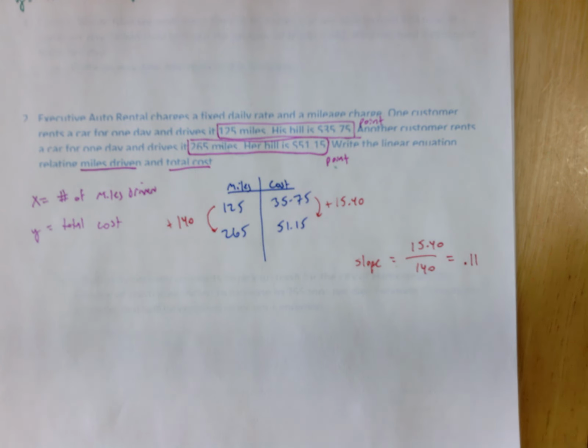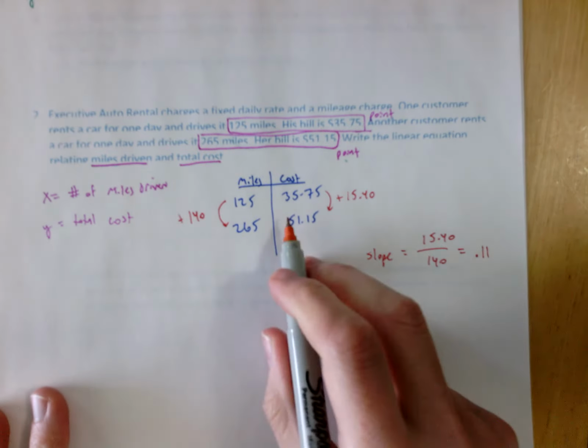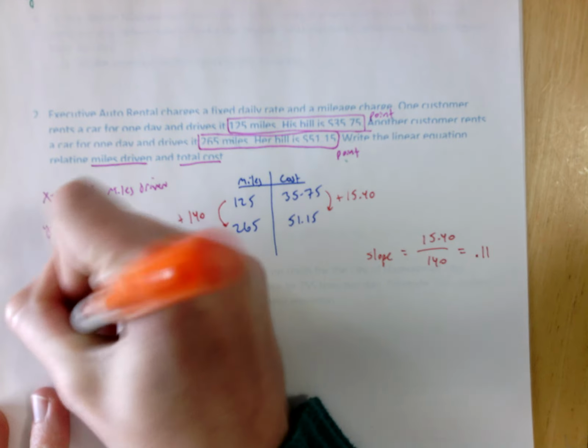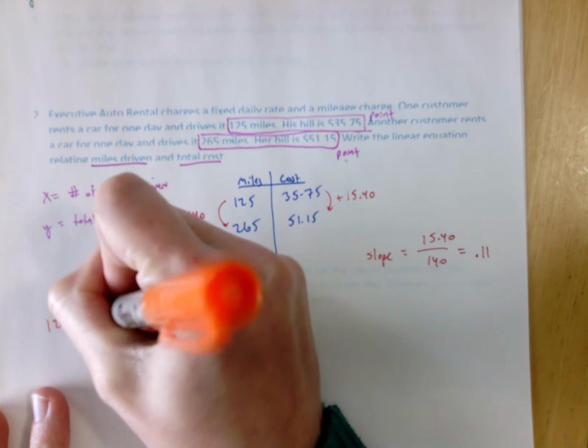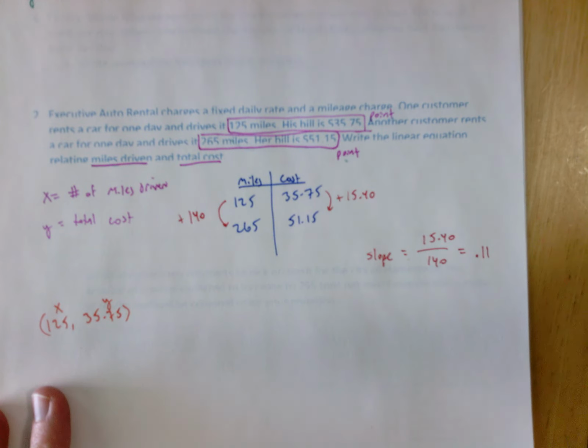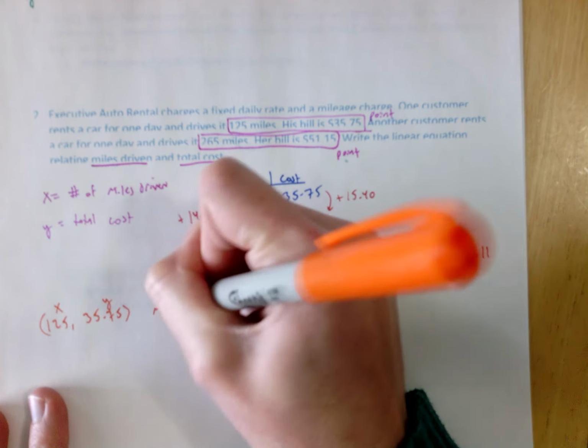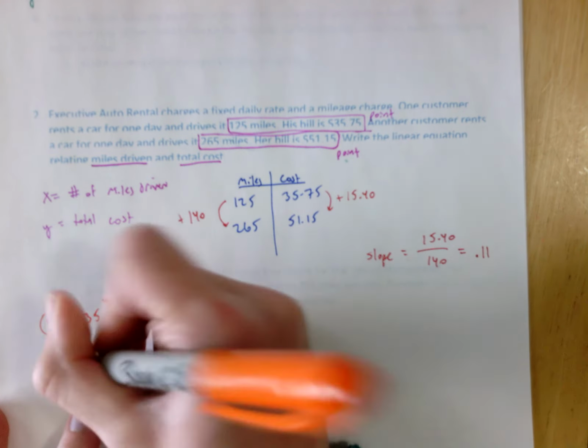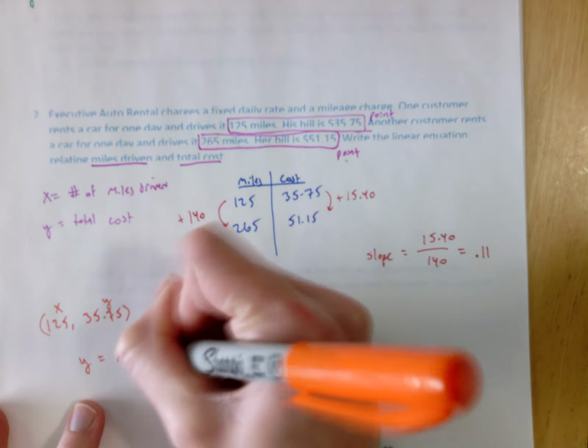Okay, so now we've got our slope, and we've got to actually figure out our equation. So we're going to go back, and again, we've done this before. We're going to use one of our 2 points and our slope. Okay, and it does not matter which point you do. You can choose whichever one looks better to you. Okay, so I think I'm going to use the top point. So I'm going to use 125 and then 35.75 as my point, right? Where this is going to be X and that's going to be Y. And then I'm using M is the 11 cents. So plug that into y equals mx plus b.